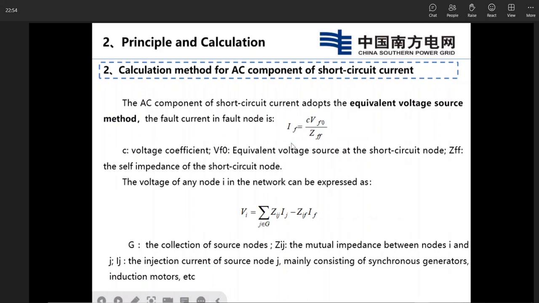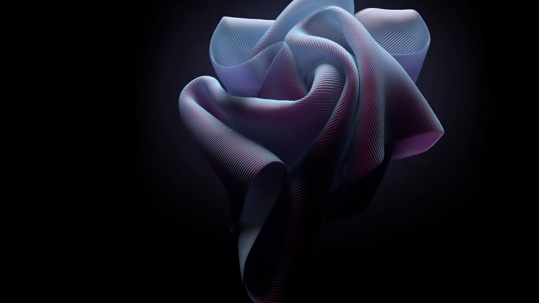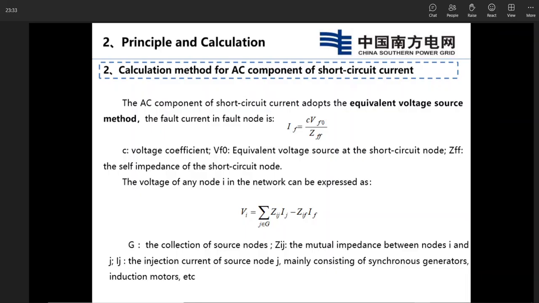We just need to create the impedance matrix of the whole system. Then we will know the self-impedance of any node, and we know the rated voltage of every node. So the short circuit current of each node can be calculated. The self-impedance means, when we look into the system from this node, how big is the impedance?